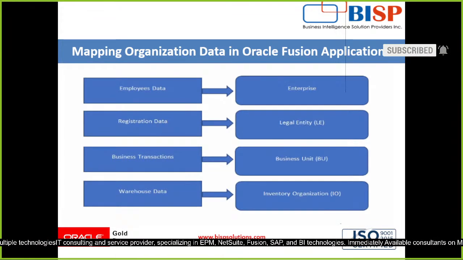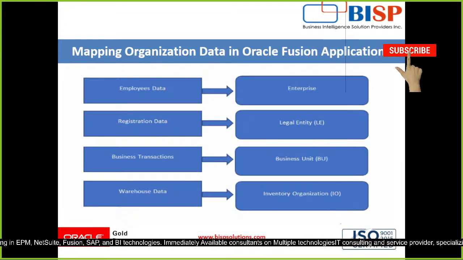That is mapping organization data in Oracle Fusion application, right? So how do we map the organization data in Oracle Fusion application? There are four types of data: employee data, registration data, business transactional data, and the warehouse data.